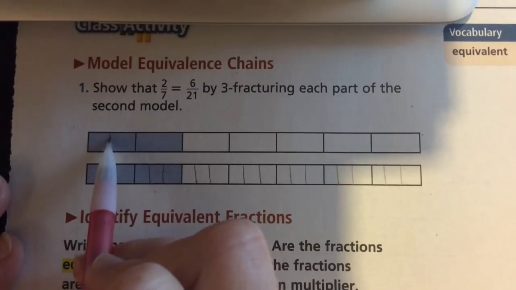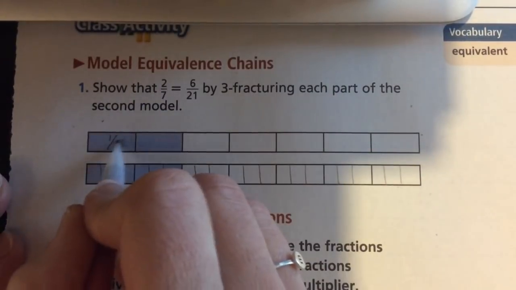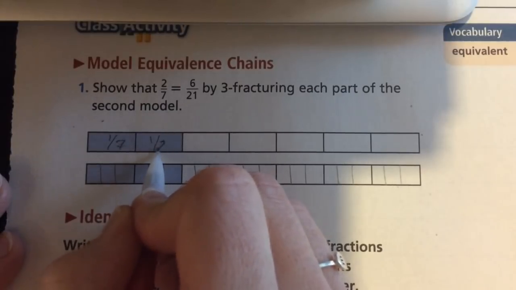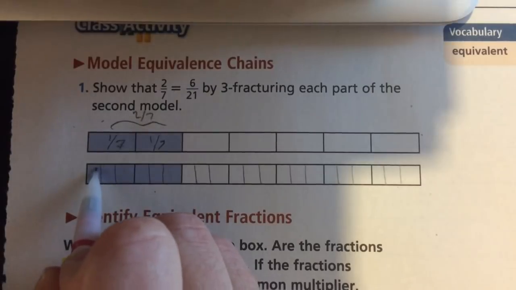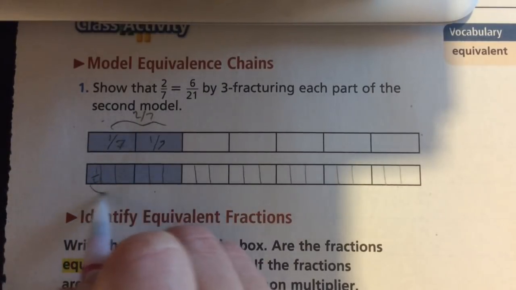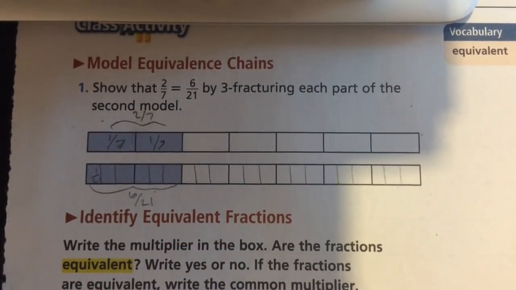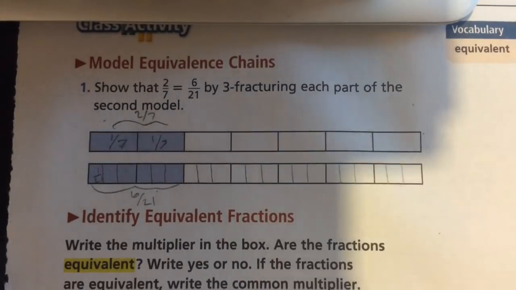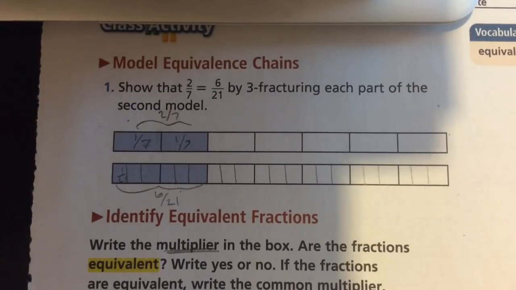And now you can see I have 1/7, 1/7 here, 1/7 here, which gives me 2 7ths altogether. Here I have 1 21st, 1 21st, 1 21st, all the way through, which gives me 6 21sts. So that works because I have something that's called a multiplier in the box. Are the fractions equivalent?